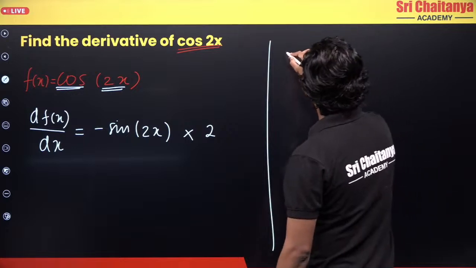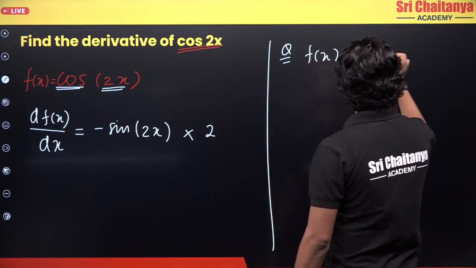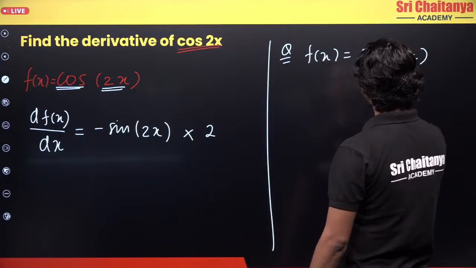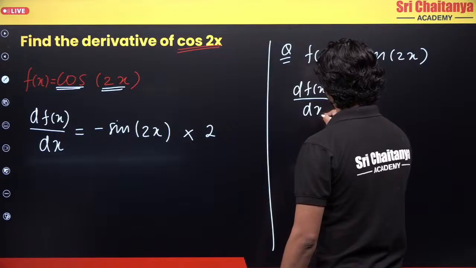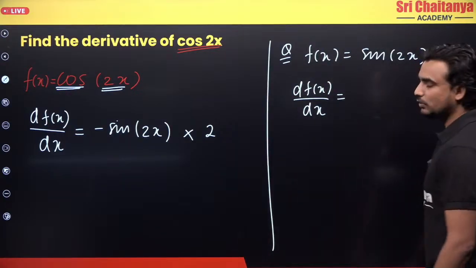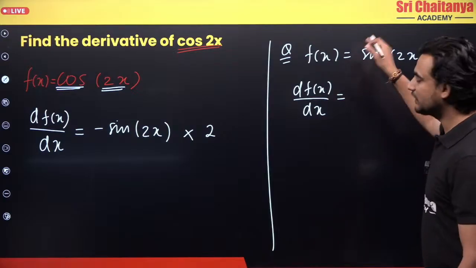Let's try to solve one more question. What if it is given that f(x) is equal to sine 2x? What is the differentiation of f(x) with respect to x, that is, the differentiation of sine 2x? What is the outermost function? The outermost function is sine, so I will differentiate this sine.